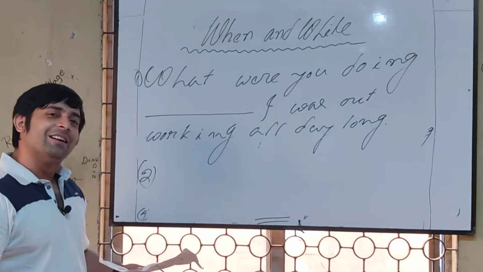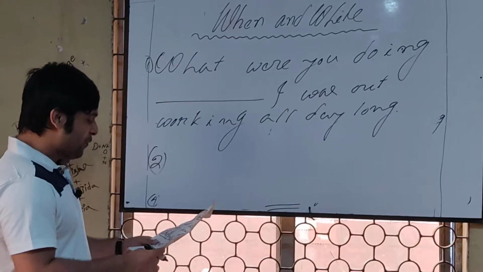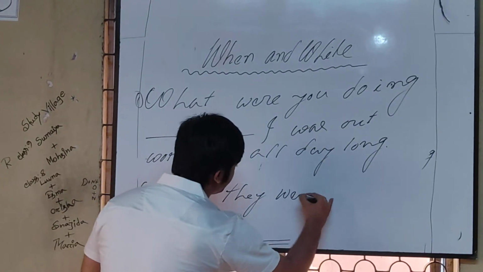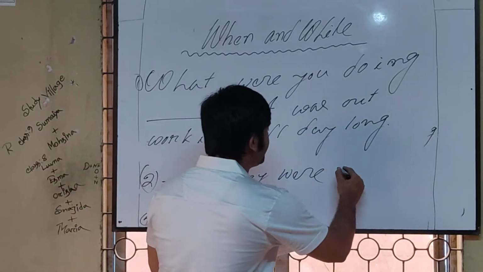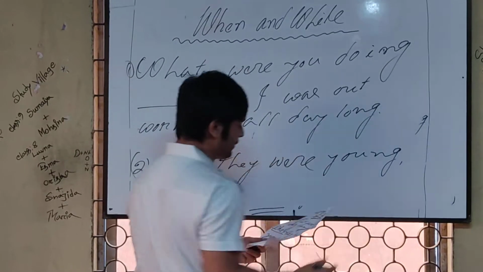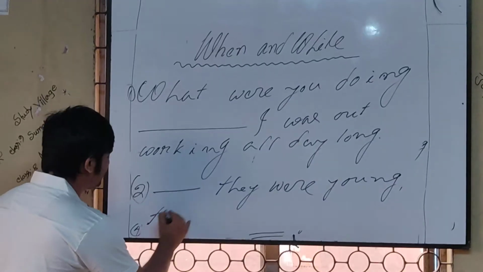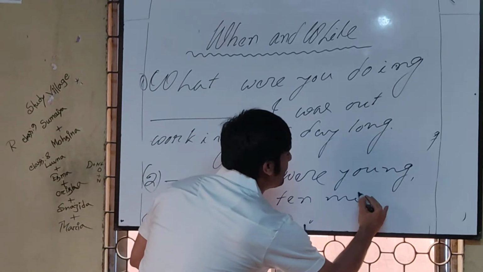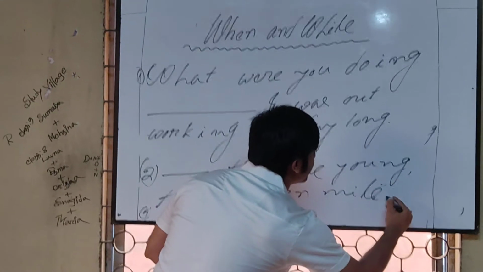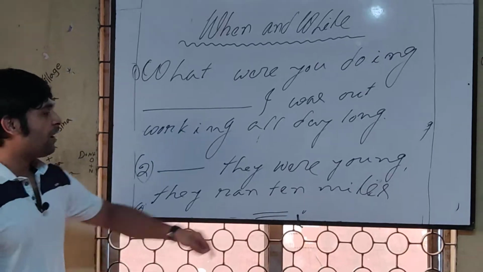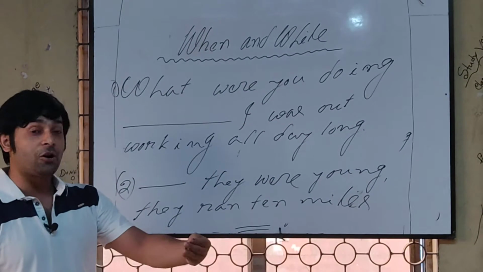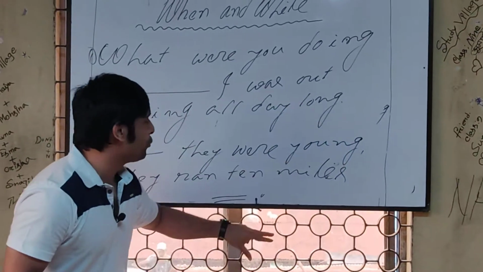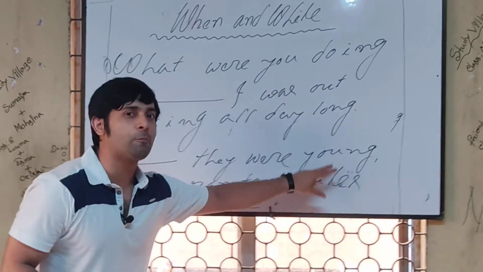And also you can comment more than once. Dash, they were young, they ran 10 miles. It's okay. So I think you all got the point. I have used here the comma. That is a comma between two parts of the sentence. Okay, there are two parts of the sentence.